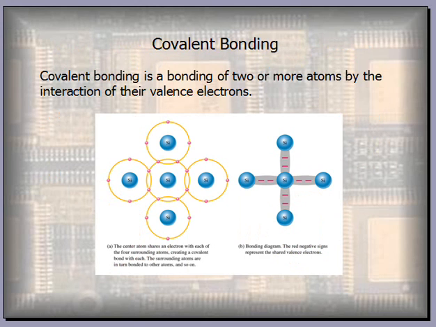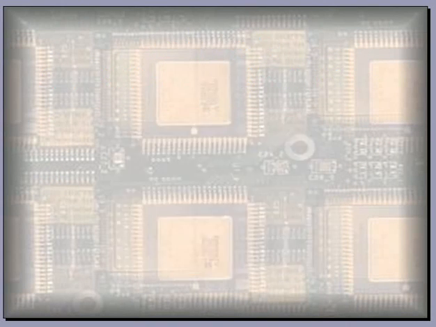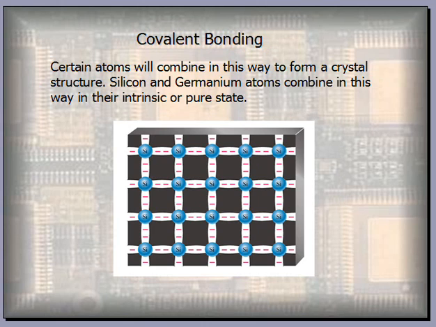Covalent bonding is a bonding of 2 or more atoms by the interaction of their valence electrons. Certain atoms will combine in this way to form a crystal structure. Silicon and germanium atoms combine in this way in their intrinsic or pure state.